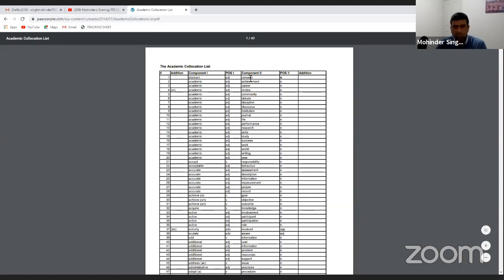So abstract concept. Similarly, when we talk of academic, academic can also be used as an adjective. So here it is being used as an adjective, so they have written adjective here. And then academic achievement. So that's a noun.